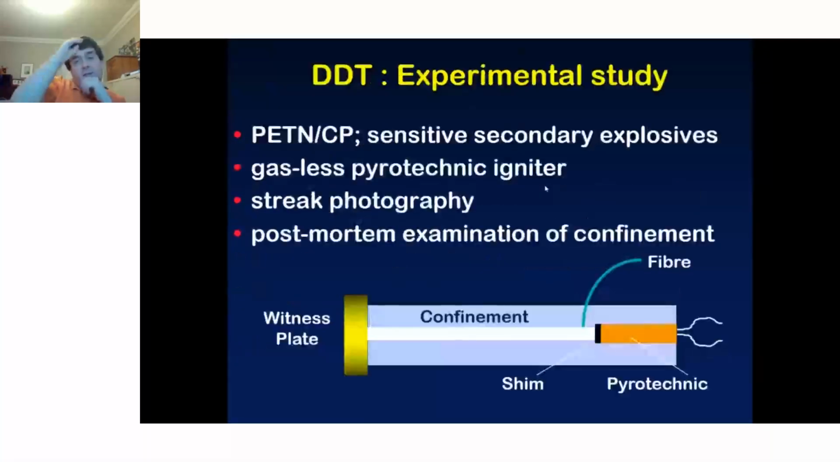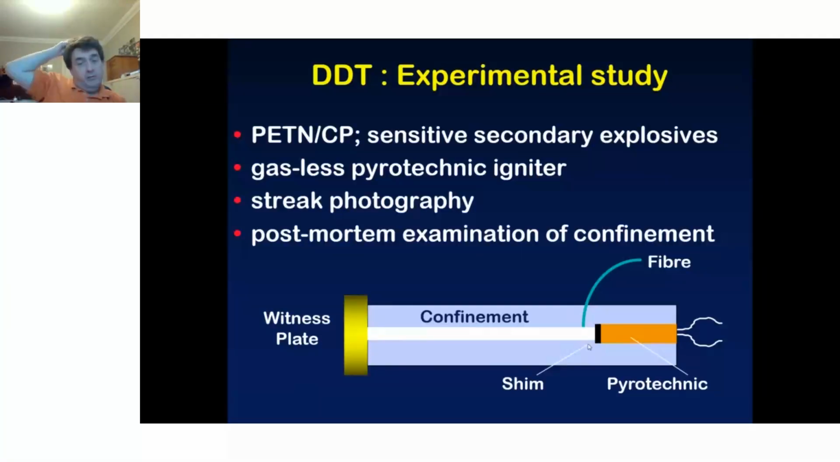So here's the experimental study. We're using PETN. We've also used other explosives in the system, and we've got a gasless pyrotechnic igniter. So this shows the confinement of the energetic material. We have this pyrotechnic here. There's a metal shim, and that stops hot product gases moving into there, but it will allow this area here to become very hot, and that will cause the reaction, the burning, which will build up and grow.